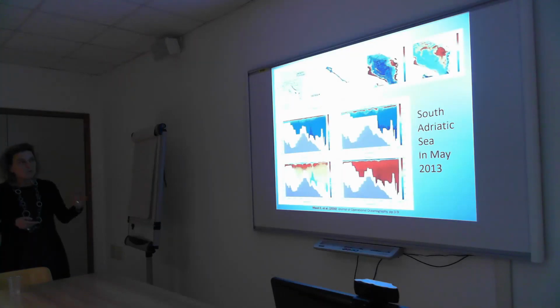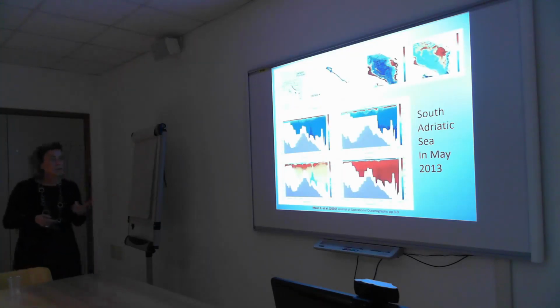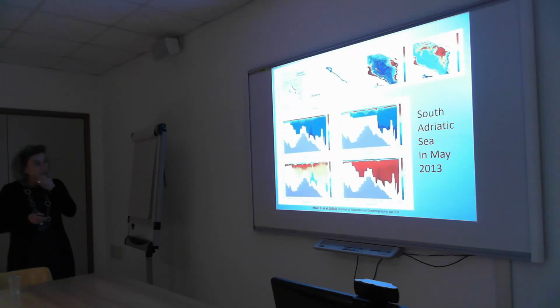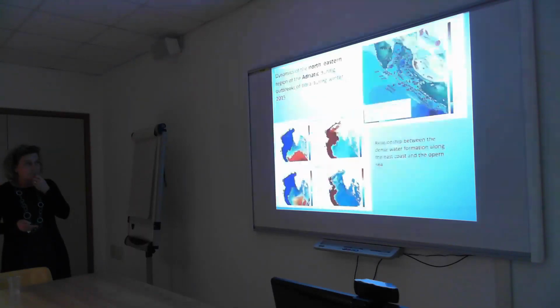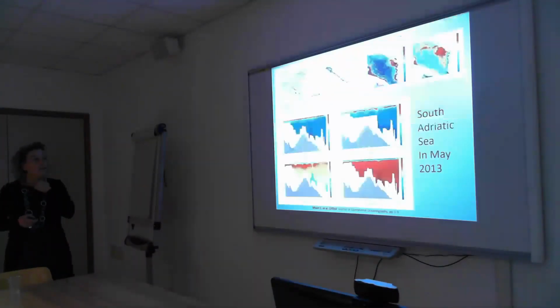I just want to show you a few more examples of what we did. For example, in May 2013, we performed this mission along the coast, and here is the slope of the pit, and you can see that here we caught the cascading. Which were the parameters you were showing? Salinity, density here, the red one, oxygen, salinity, and temperature.